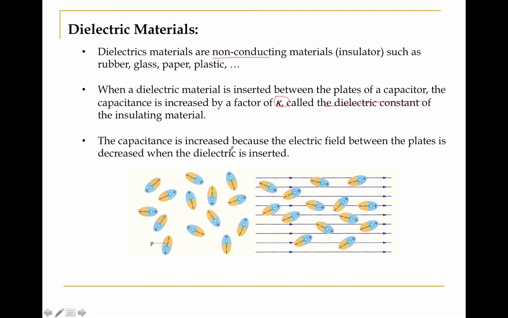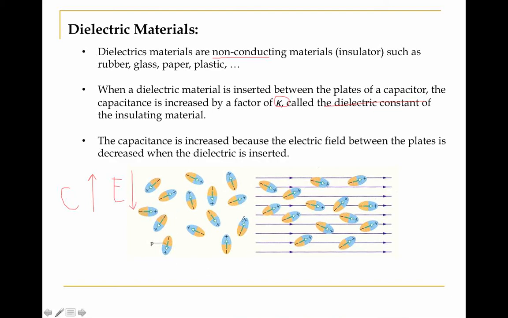The capacitance increases because the electric field between the plates is decreased. So the capacitance increases and the electric field in between the plates is decreased. Okay, so let's see how that works.